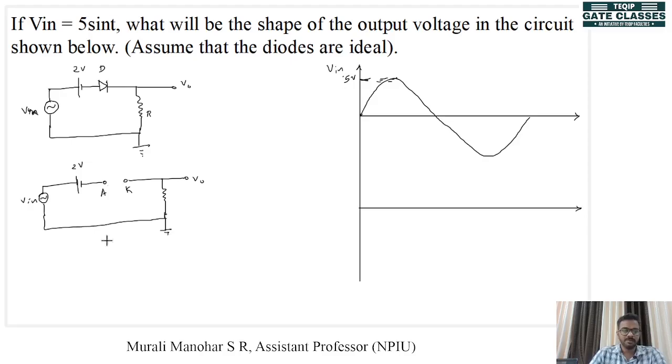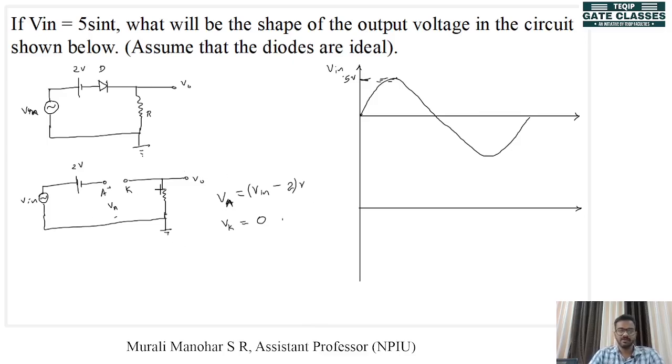Now, what will be the anode voltage of the diode? What will be the value of VA? We can find that out. We can apply KVL in this loop. This is VA with respect to ground. So VA will be V in minus 2 volts, right? VA will be V in minus 2, and VK will be equal to 0. So this is the initial case.